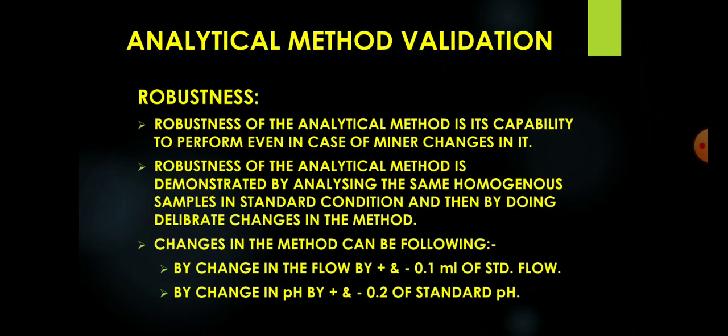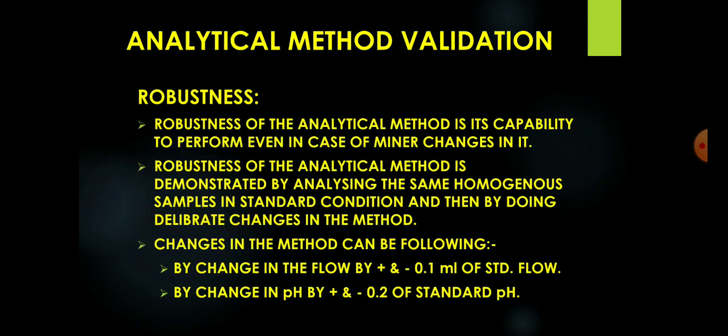Then comes robustness. Robustness of an analytical method is its capability to perform even in the case of minor changes in it. Robustness of an analytical method is demonstrated by analyzing the same homogeneous sample in a standard condition and then by making deliberate changes in the method. Some examples of the changes which can be made in the method are given below.